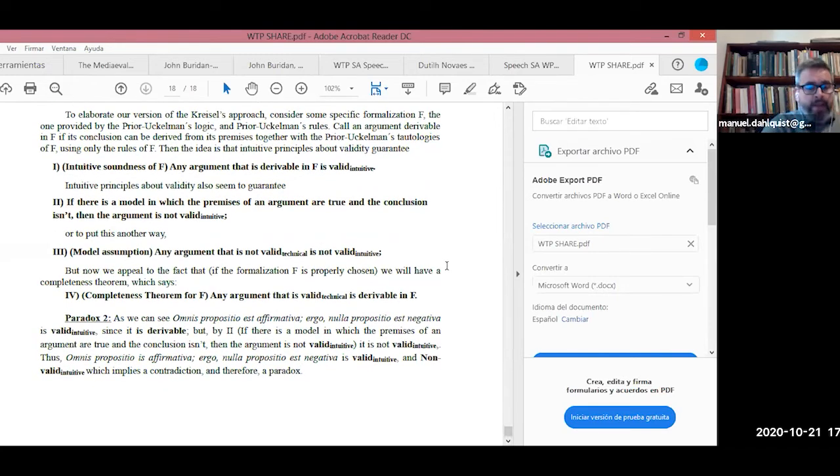Paradox. As we can see, "omnis propositio is affirmativa, ergo nulla propositio est negativa" is intuitively valid, since it is derivable, but by 2 it is not intuitively valid. Thus, it is intuitively valid and not intuitively valid, which implies a contradiction and therefore a paradox.